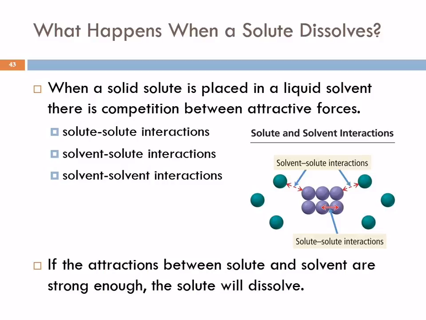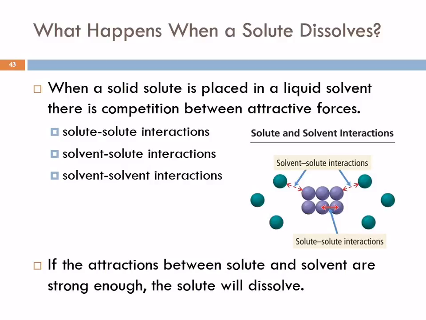So why do things dissolve? There's a competition between interactions. So a sodium chloride crystal is made of sodium ions and chloride ions. And why do they stick together? Because we have a positive ion and a negative ion, and they're like magnets. They're attracted to each other. So there's a force of attraction between the particles. That's why salt is a solid at room temperature.